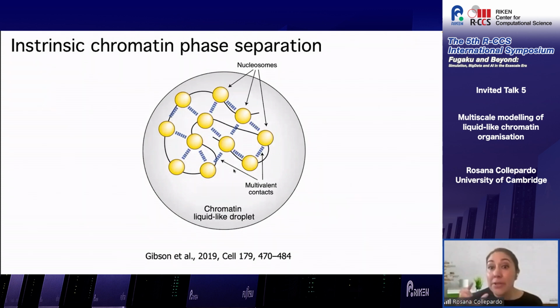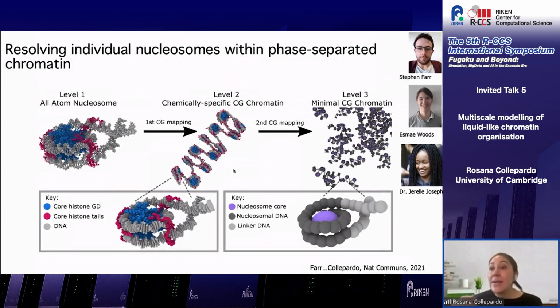And not only that, but the Rosen lab showed that liquid-liquid phase separation is also an intrinsic property of just the chromatin polymers, and that without the aid of additional proteins, these arrays can undergo liquid-liquid phase separation. So they go from a well-mixed state to a state where they have a condensed phase rich in chromatin in coexistence with a dilute liquid.